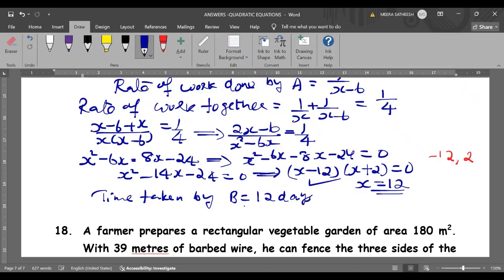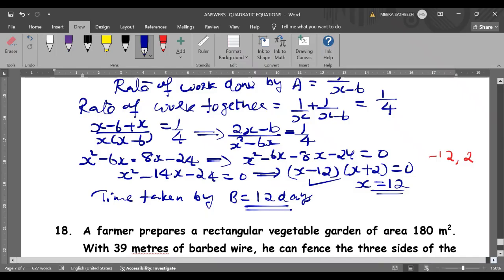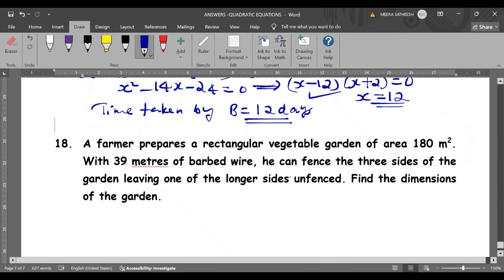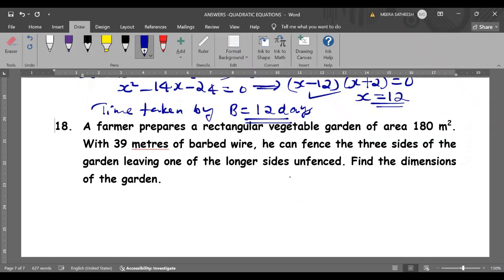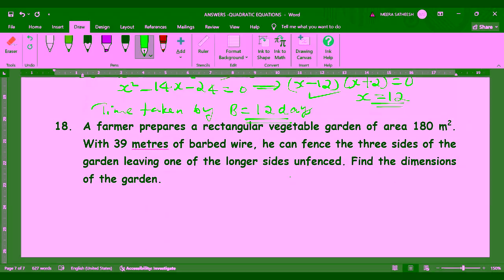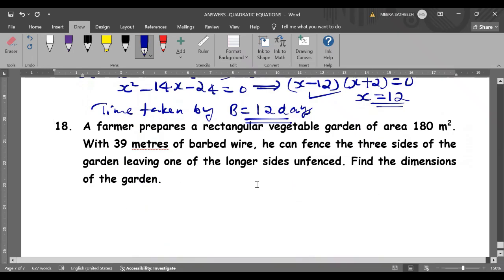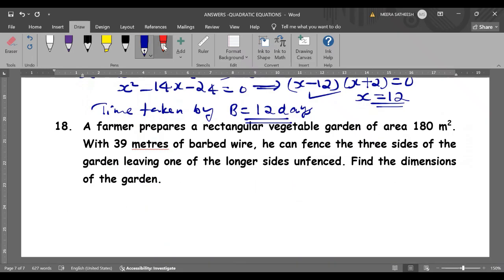And the other one will be 6 days less, no? So 6 days. And the last question here. A farmer prepares a rectangular vegetable garden of area 180 meters square with 39 meters of barbed wire. He can fence the 3 sides of the garden, leaving one of the longer sides unfenced. Find the dimensions of the garden.